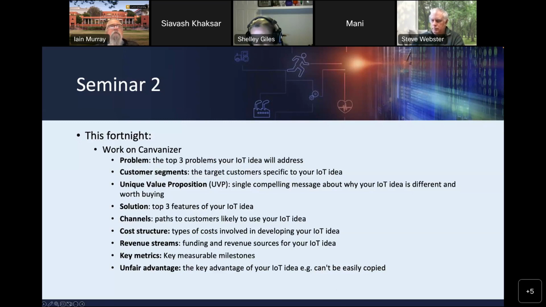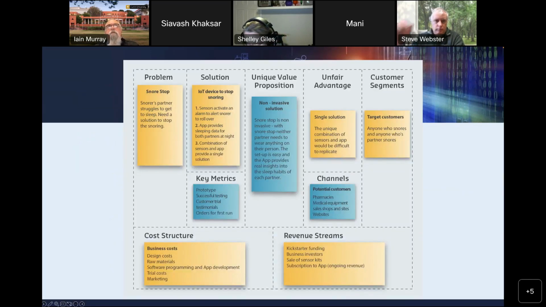So the Canvanizer itself, here's a little sample one we came up with. I think we used it in the IoT one. And this is our Snore Stop. I won't run through all that. It's there, you can have a look at it on the recording. But you can see that we've tried to pick out things that would help with the development.